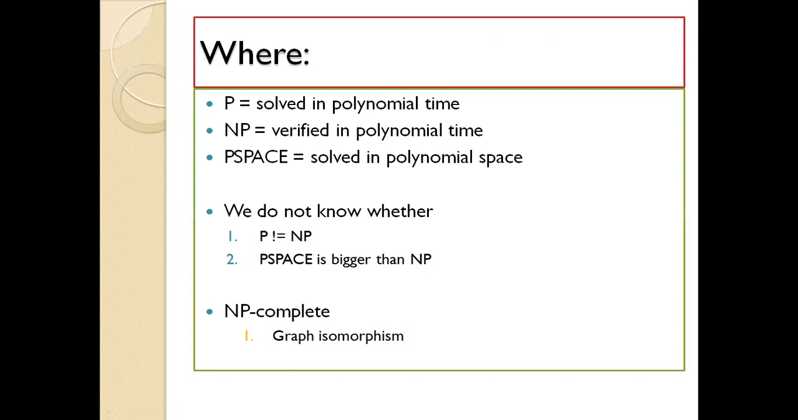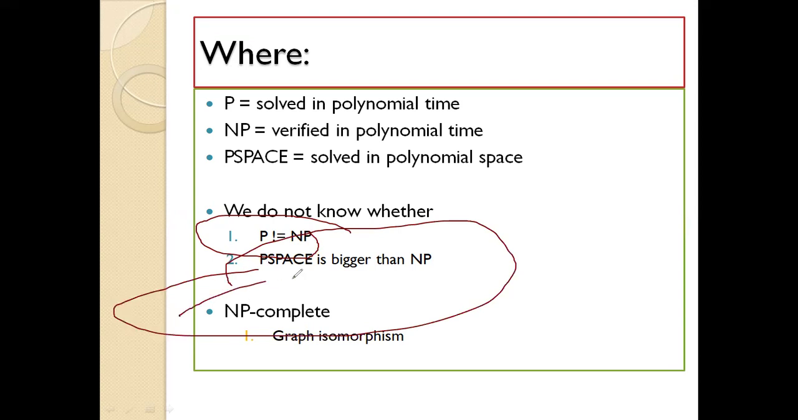Okay, so you got it. P is polynomial time solvable, NP is polynomial time verifiable, and PSPACE is solvable in polynomial space. But we know that we already have some problems like whether P is equal to or not equal to NP, and PSPACE is bigger than NP. NP-complete is associated with graph isomorphism. But my suggestion is that you just stick to this particular one.